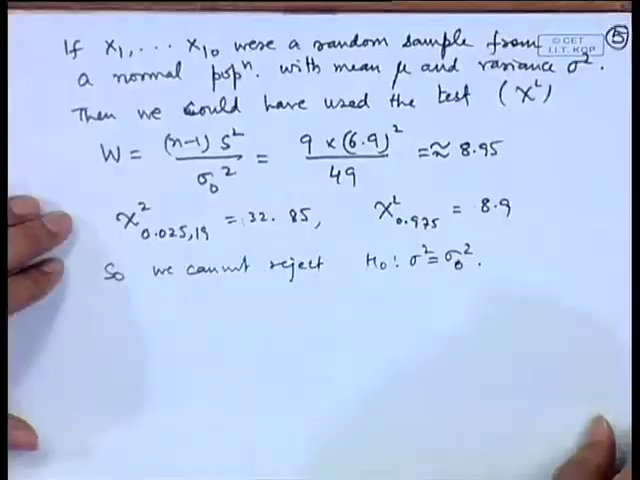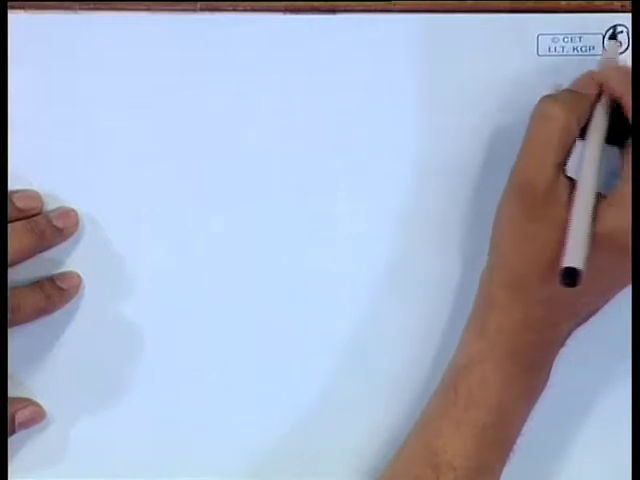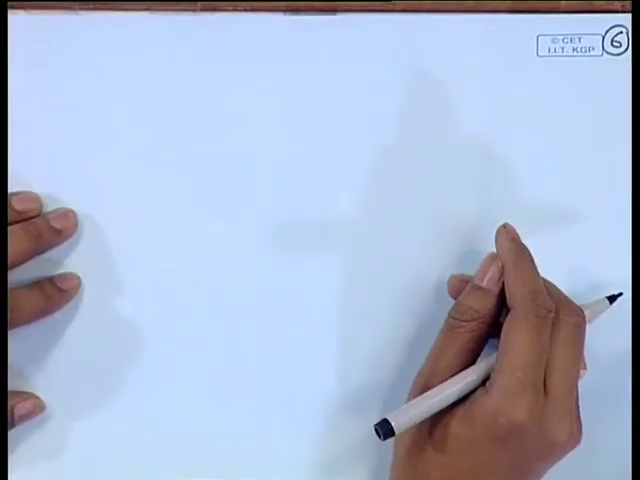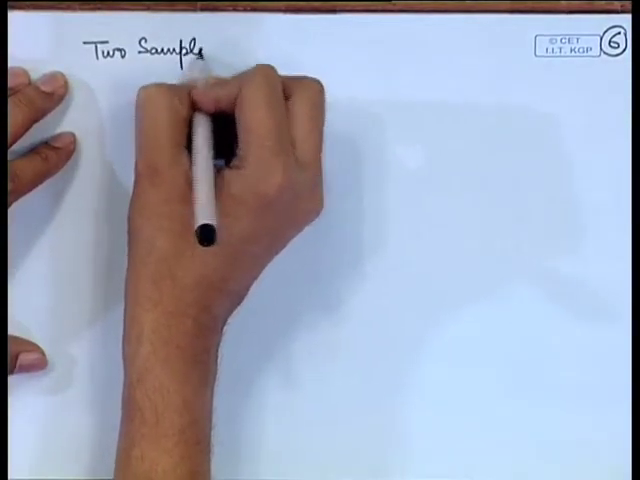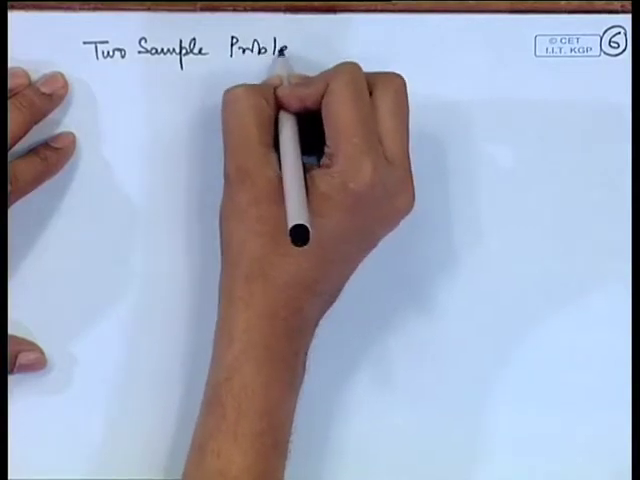Now, we consider two sample problems. That means, we may have to compare the means of two different distributions, the variances of two different distributions, etc. So, let us consider the case when there is a normality assumption. Two sample problems.